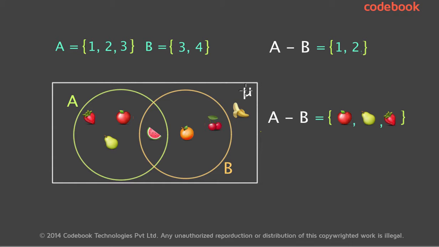Similarly, going back to our fruits example, you have a set A and set B, and you have the watermelon which is common to both A and B. So A minus B is the set of all the fruits which are contained in A but not in B. So you just have to take out the watermelon from the set A. Which means now A minus B is apple, strawberry and pear. So this is how you calculate the difference of sets.